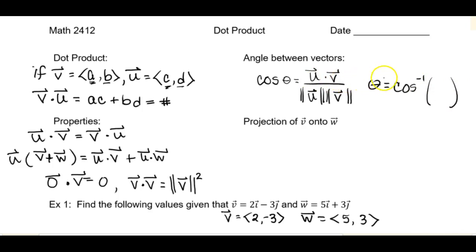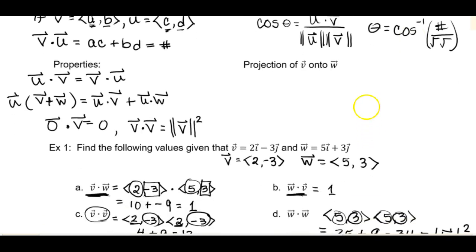Now remember, at the top we're going to have a number because the dot product just gives you a number. At the bottom we're going to have magnitudes, and those are just numbers, which is good because that's how we're going to find our inverse cosine. Okay, so we'll practice that.